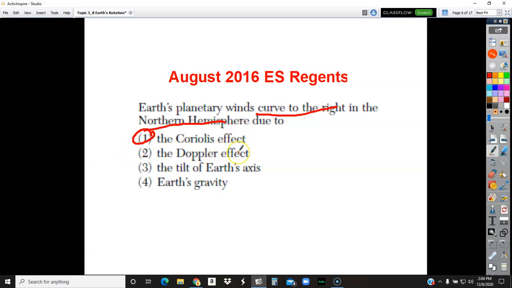Doppler effect is, we talked about that with the red shift. That's when a siren is coming toward you and it gets louder, and then it passes you and it gets softer, right? Winds curving has nothing to do with the tilt. That's seasons, which we'll talk about in the next video. And gravity obviously isn't going to affect the way the winds curve.